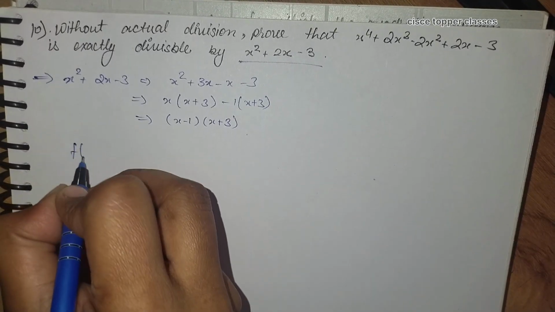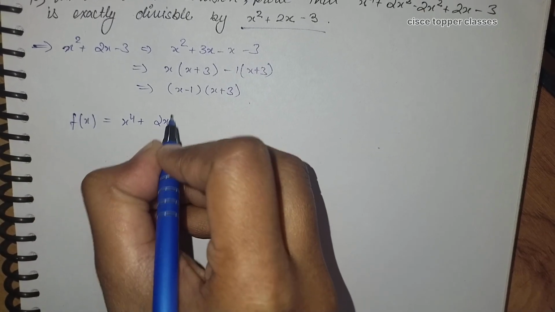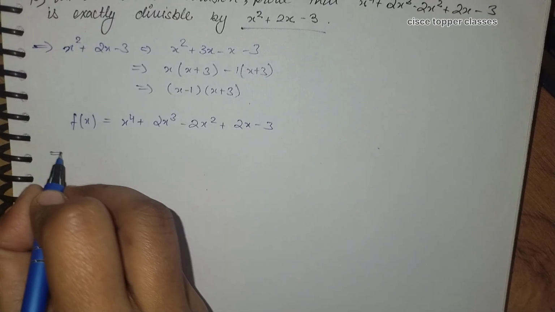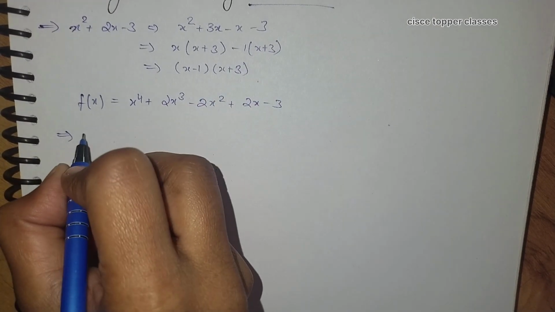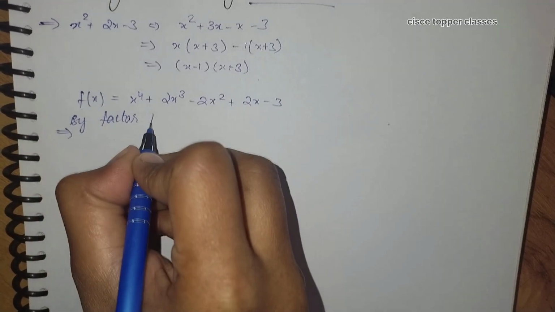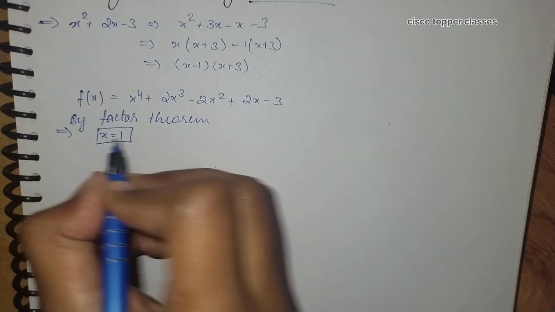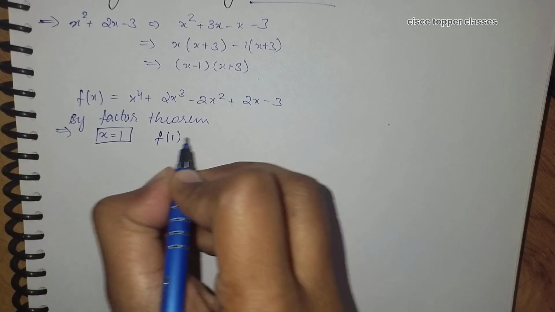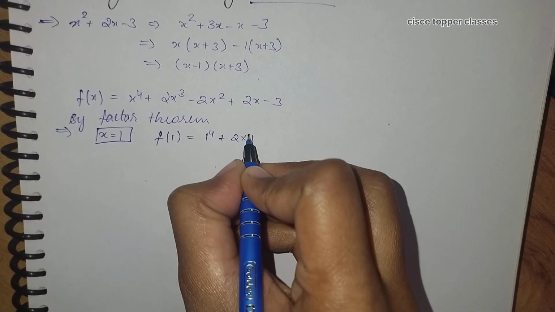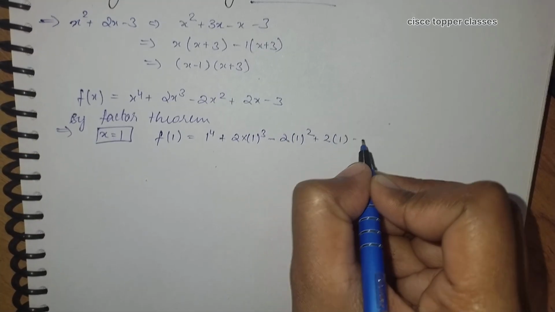And now by putting in this f(x) equation, we have to find whether it is the factor of this equation or not. So by simply applying factor theorem, we can prove here also that these are the factors. So firstly, by factor theorem, for x minus 1, if we put x equal to 1 here, that will become f of 1 is equal to 1 to the power 4 plus 2 into 1 whole cube minus 2 into 1 square plus 2 into 1 minus 3.